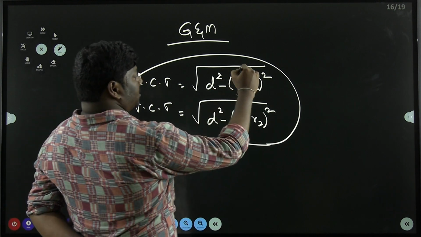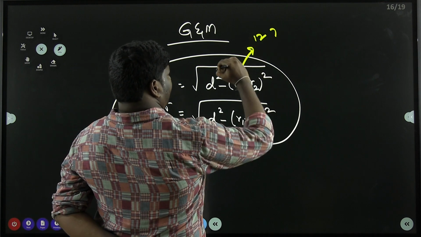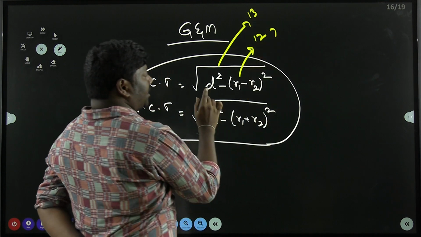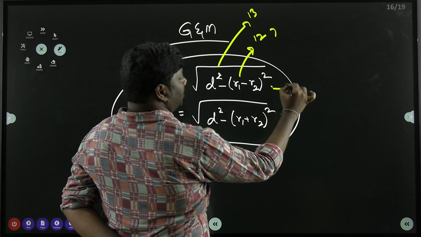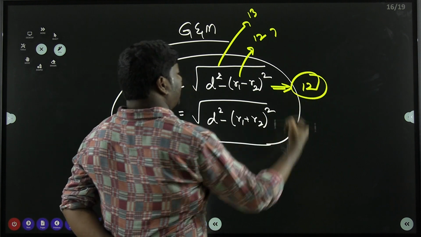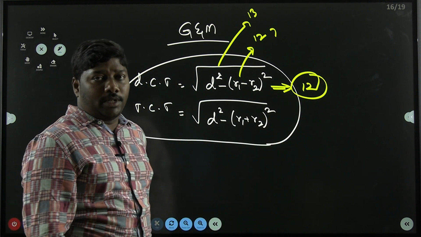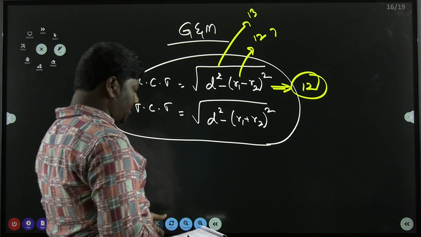Here, one question he asked, it is 12 and it is 7 and this is 13. So you know 13 square minus 5 square, we know it is 12 square. So the direct common tangent length is 12. So one question based on that.